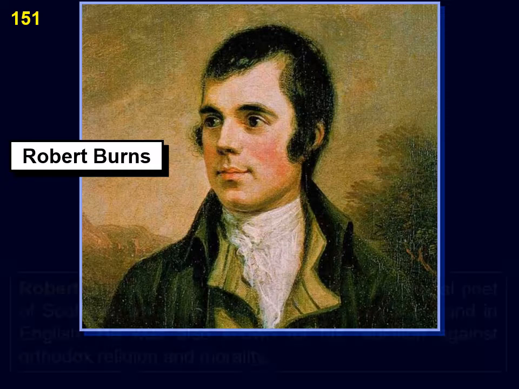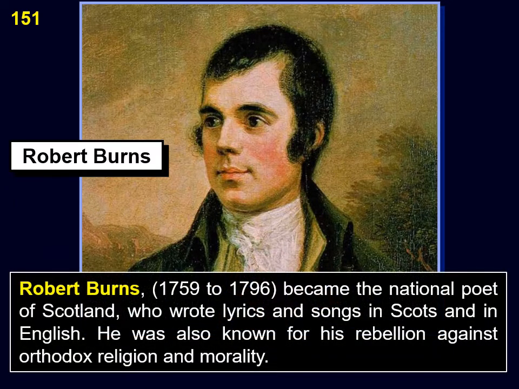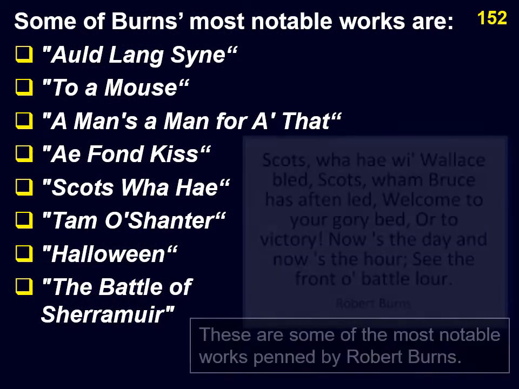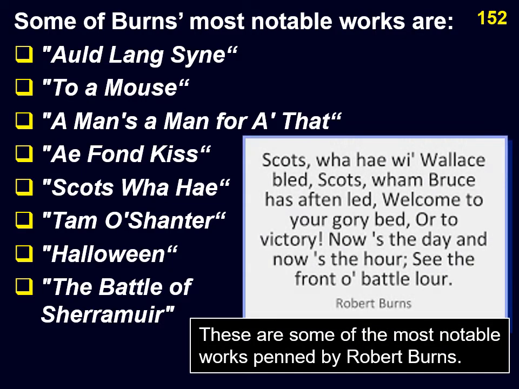Robert Burns, 1759 to 1796, became the national poet of Scotland, who wrote lyrics and songs in Scots and in English. He was also known for his rebellion against orthodox religion and morality. These are some of the most notable works penned by Robert Burns.